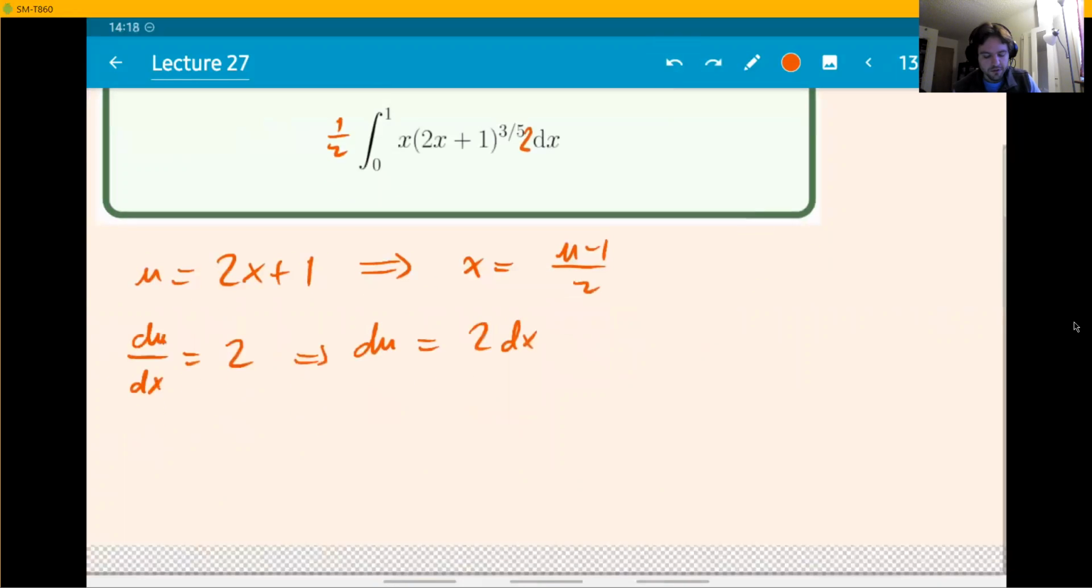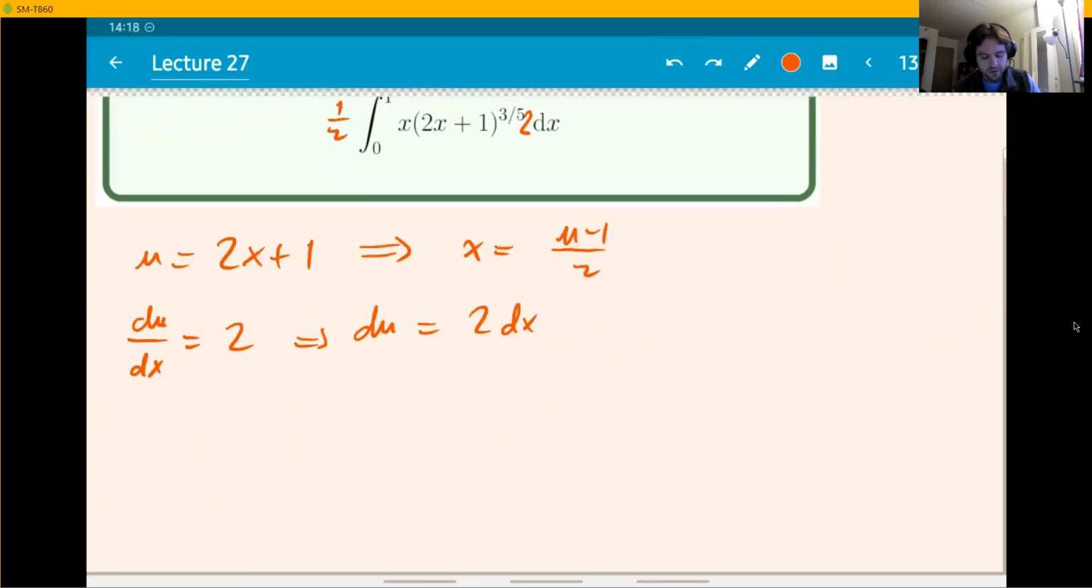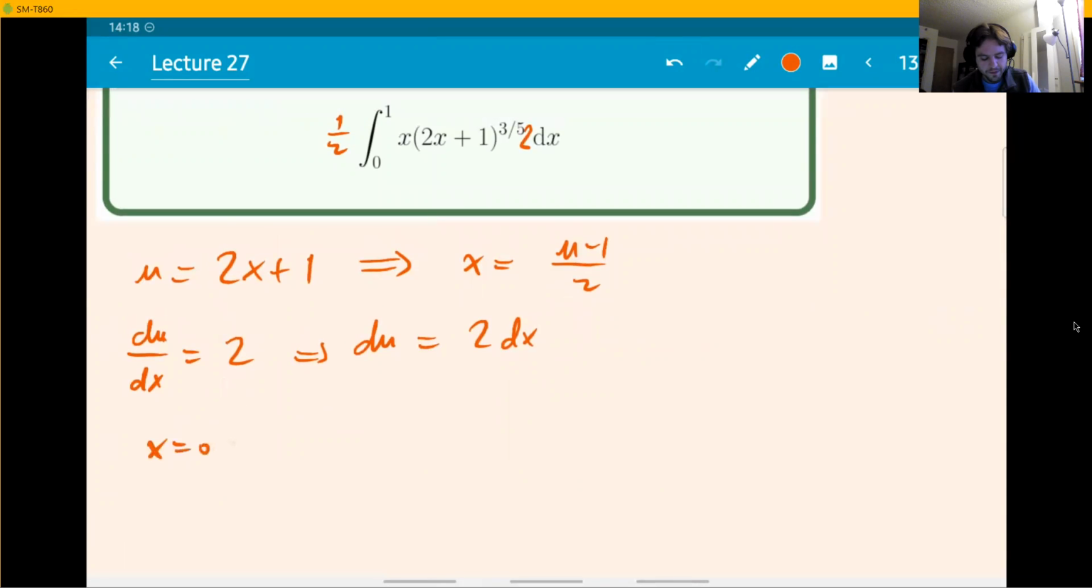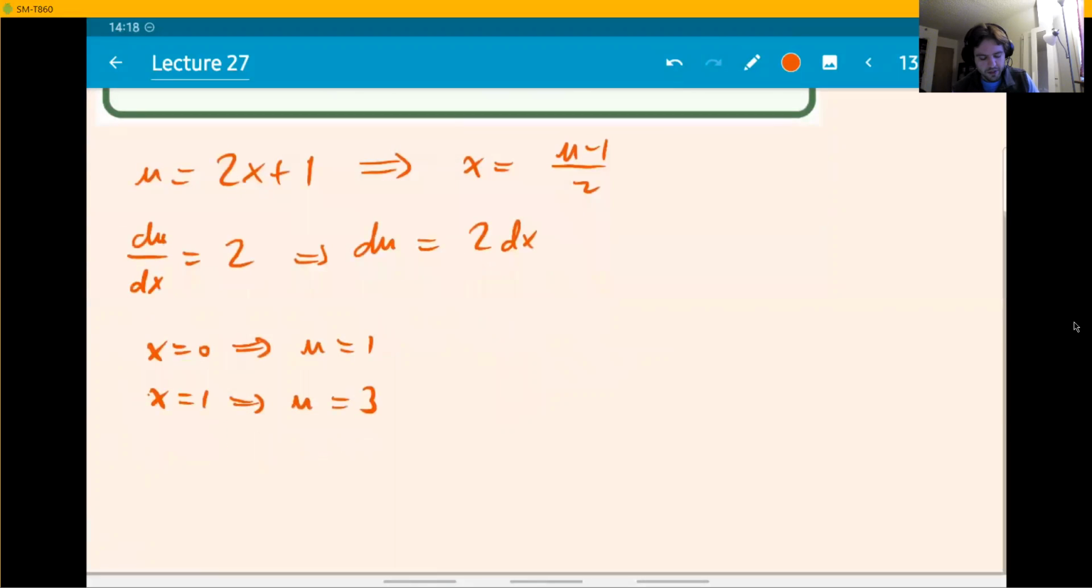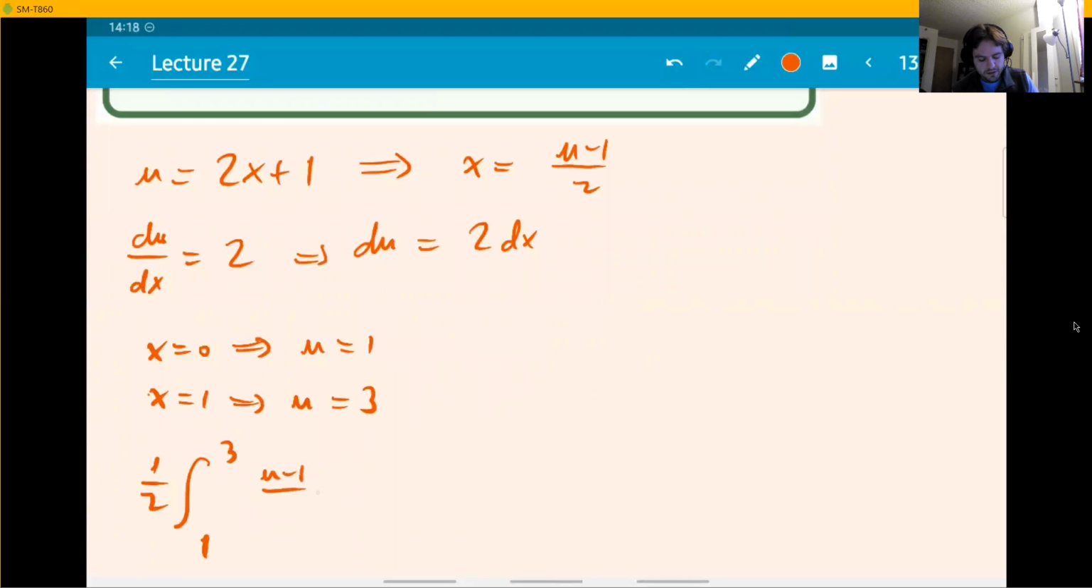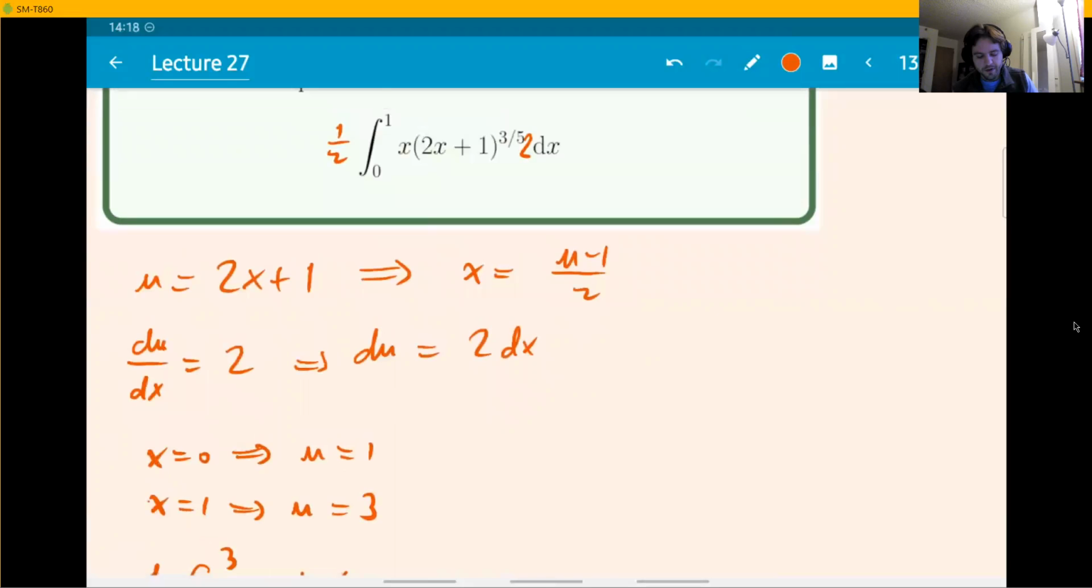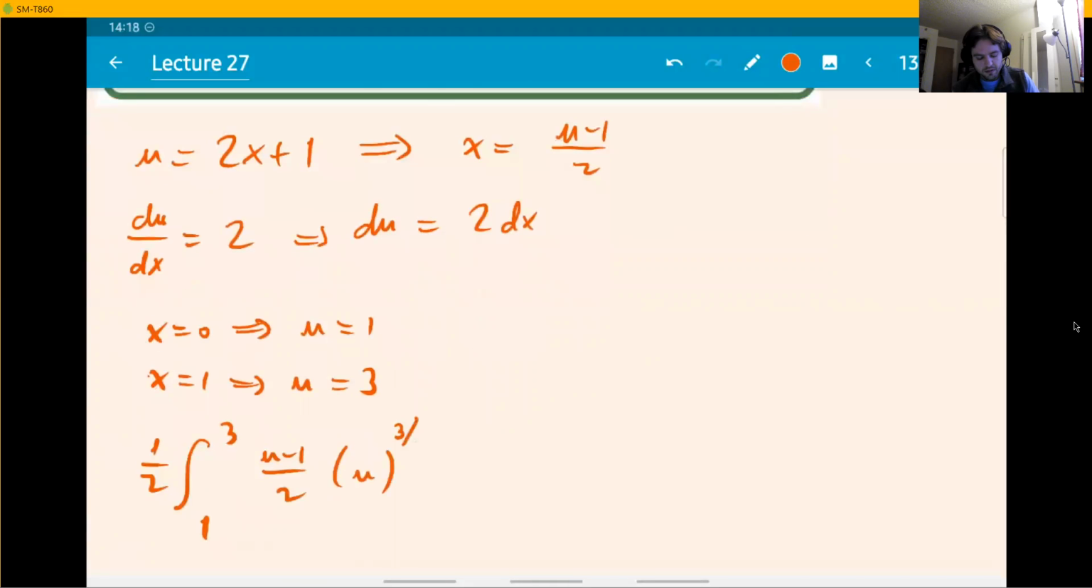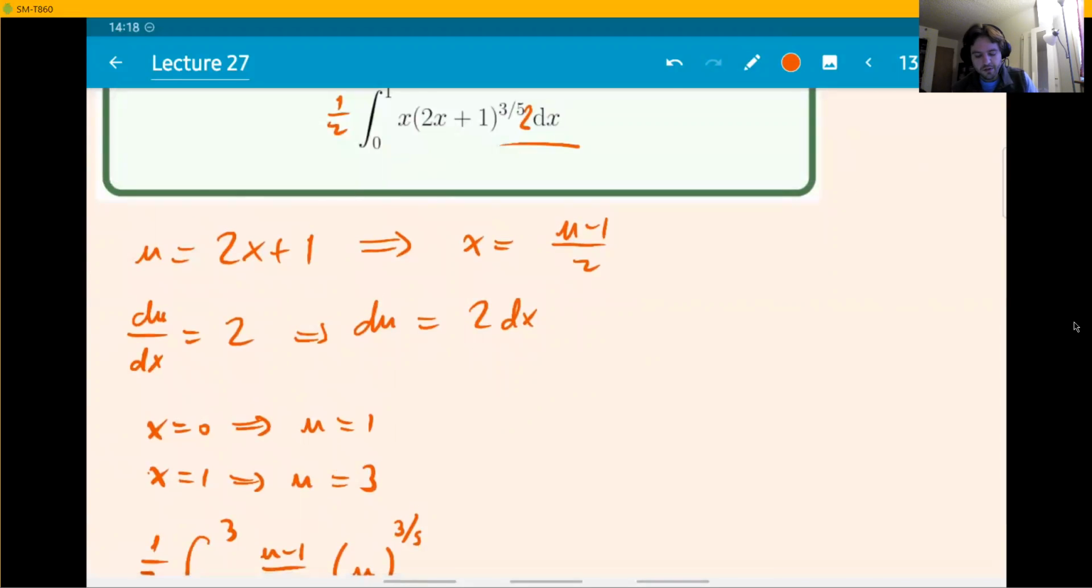Okay, so let's do all of that. Also, the endpoints: if x is 0, u is 1. If x is 1, u is 3. I'm looking here to replace the two endpoints of integration. All right, so the integral becomes 1/2 times the integral from 1 to 3 of x, here's x, times u to the 3 over 5. And then 2 dx is the same as du.